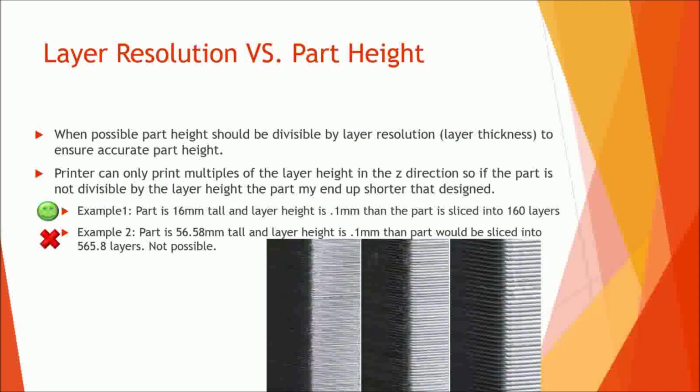So if we move on to the second example, we have a part that's 56.58 millimeters tall, and we have the same 0.1 millimeter layer thickness, and that gives us 565.8 layers. And here's the problem: you can't have 0.8 of a layer, because the build platform will only step down 0.1 millimeters every time. So it's going to print 565 layers, and your part's going to come up a little bit short.